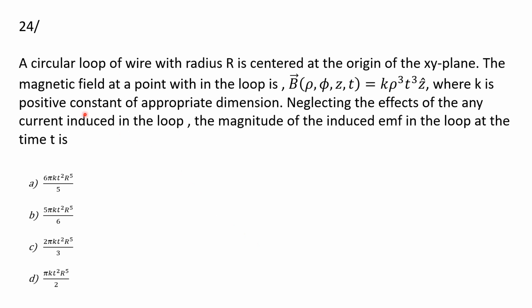Then a circular loop of wire with radius R is centered at the origin of the xy plane. The magnetic field at a point within the loop is B, a function of rho, phi, z, t, equal to k rho cube t cube z cap, where k is a positive constant of appropriate dimensions. Neglecting the effect of any current induced in the loop, the magnitude of the induced EMF in the loop at the time t is. And here are the options.